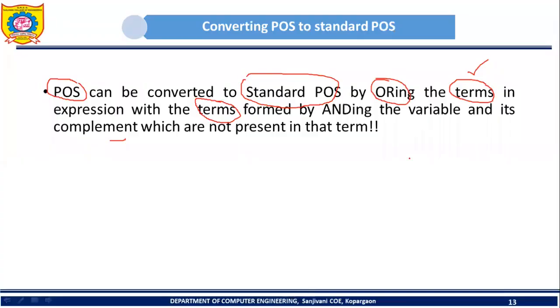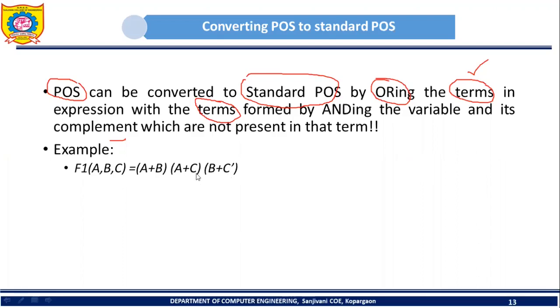Now let's continue with our topic. Let's take one example here. Suppose there is one function f1. It is a function of three variables a, b, c. It is defined like this. First of all, tell me whether it is SOP or POS form. Yes, it is POS, product of sum terms. How many sum terms? There are three sum terms.